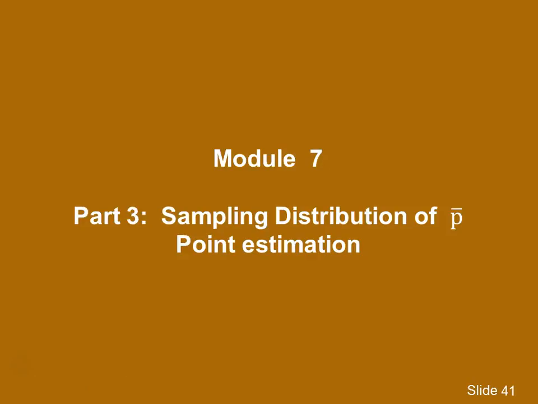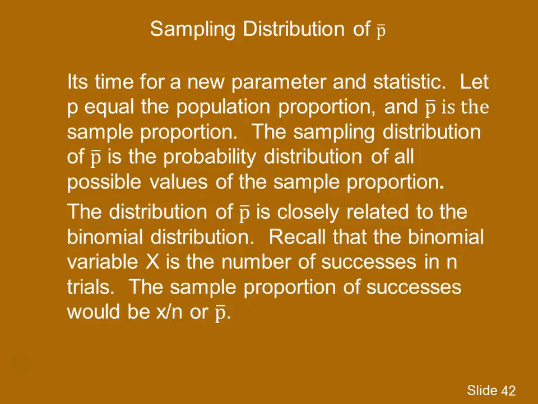Okay, this is your instructor again, Tom Perepsky, and we're in Module 7, and this is the third part of the module. We're going to talk about the sampling distribution of p-bar and point estimation. It's time to introduce a new parameter and a new statistic. We're going to let p equal the population proportion, and p-bar is the sample proportion.